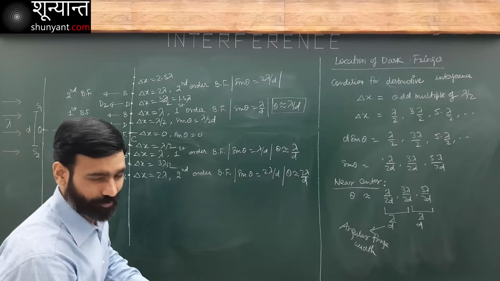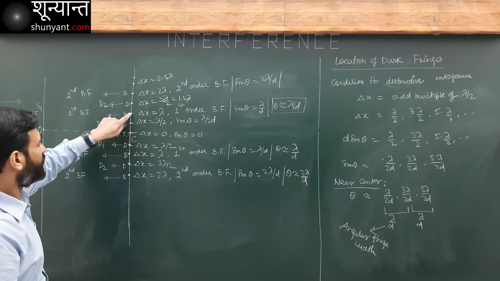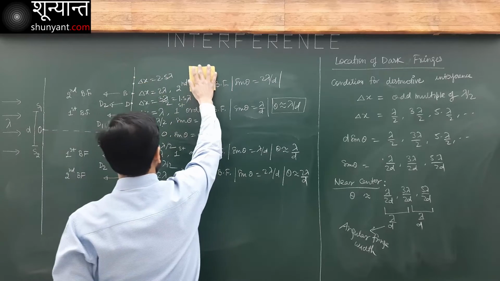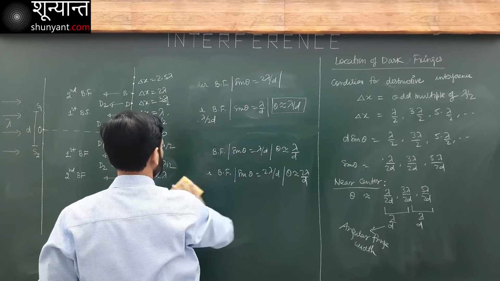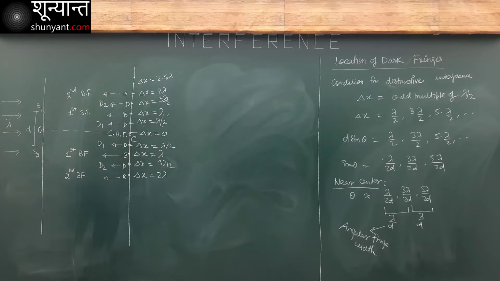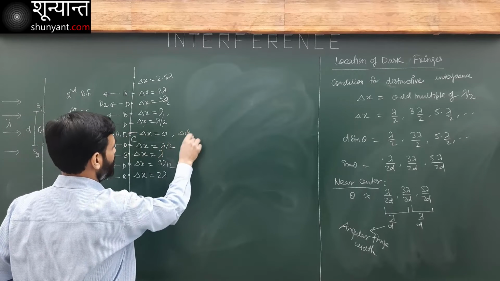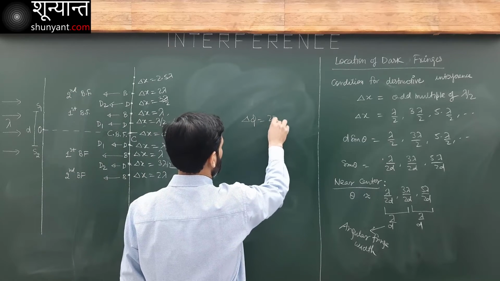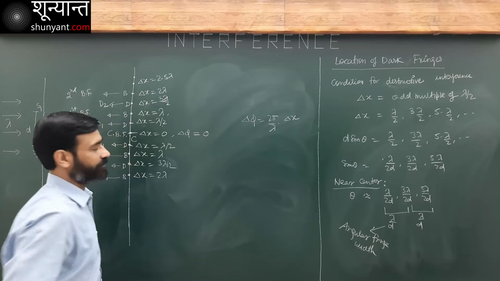Okay? Now, one other very important thing. Okay? Zero order, first order, second order. Okay? Do you understand this? Now let's write one other thing. Let me write. Okay? Central maxima. What will be the phase difference? Delta phi is 2 pi over lambda into delta x. Path difference is 0, so phase difference is also 0.